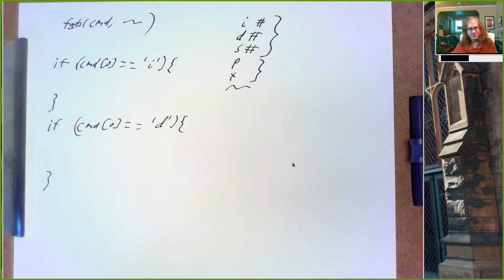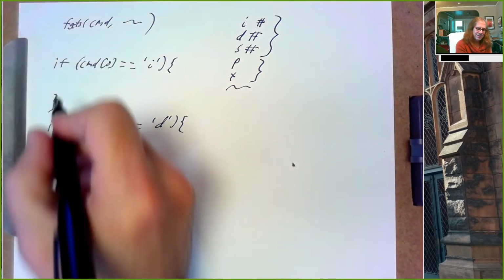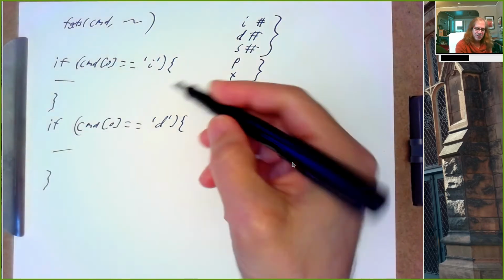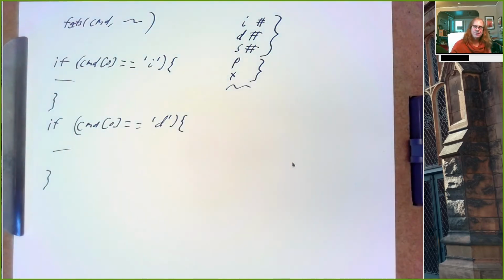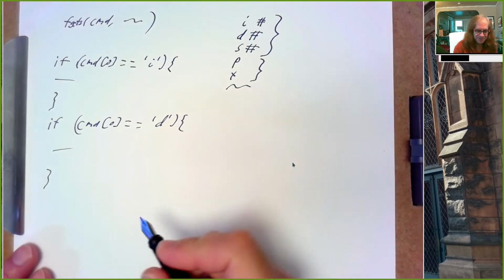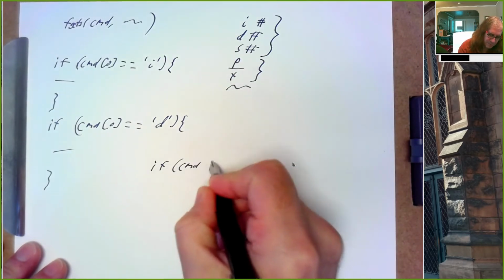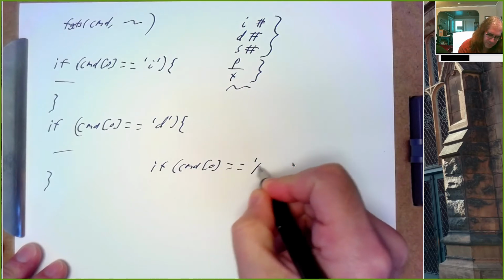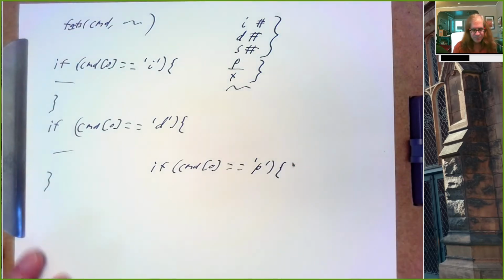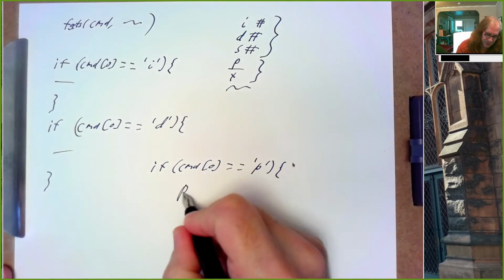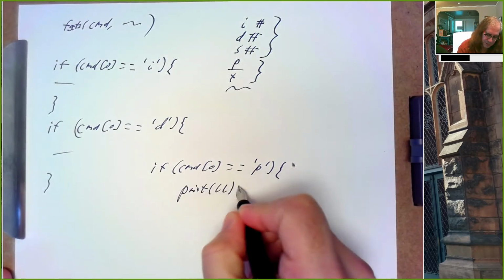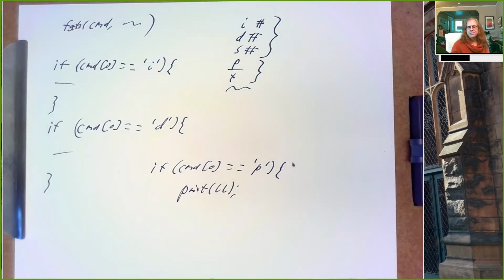So you can write 5 of these statements, and in each of these sections of code, process an insert, process a delete, process a search, a print, or an exit, and so on. Now, if the user typed a P, well, that's pretty easy. Just call your print method with the linked list array as an argument.